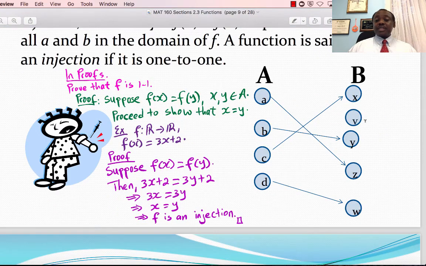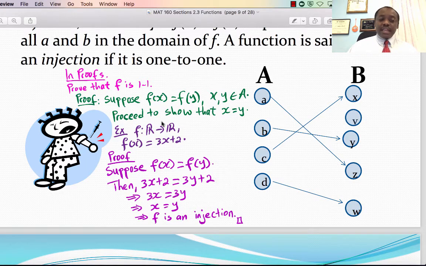What I'm really interested in is what happens when you're dealing with proofs. In proofs, if you are required to prove that f is one-to-one, then this is how you proceed. Proof. Suppose f of x equals f of y, where x and y are elements from A. You have to proceed to show that x equals y. If that happens, you conclude that the function is one-to-one.